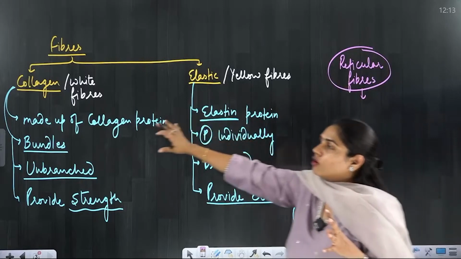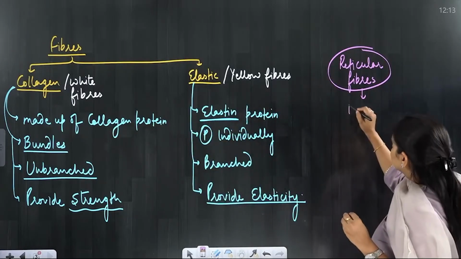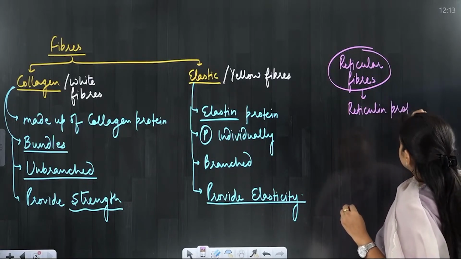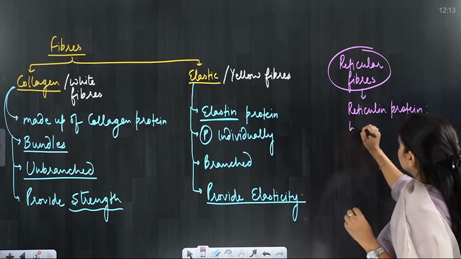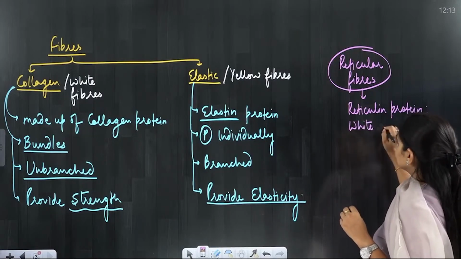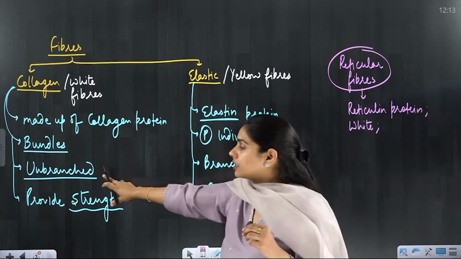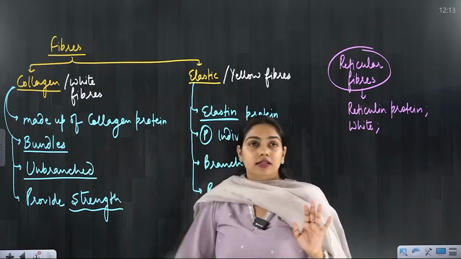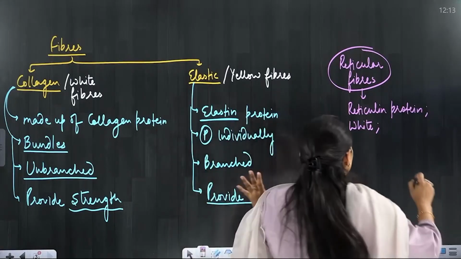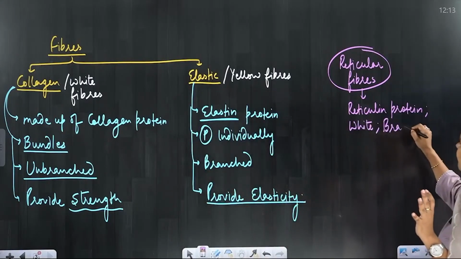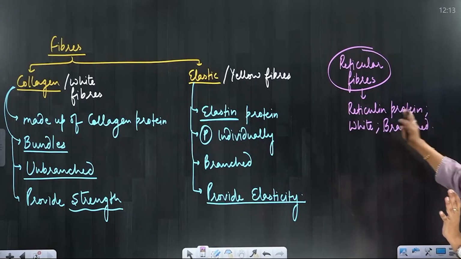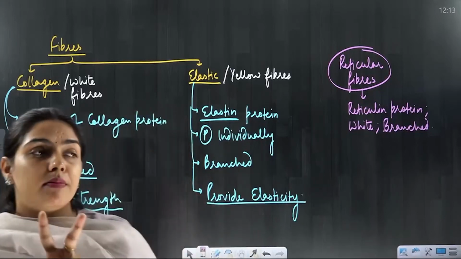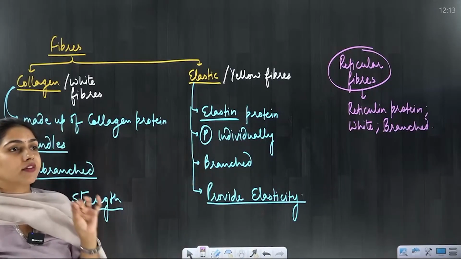They are also just like collagen fiber, but they are made up of reticulin protein. They are white in color just like collagen fibers, but they are branched. They are not present in bundles. They are present individually. So they are white and branched fibers made up of reticulin protein. But the main fibers are collagen and elastic fibers.